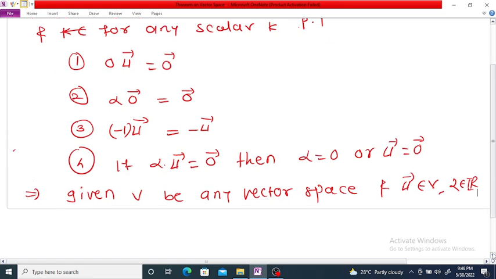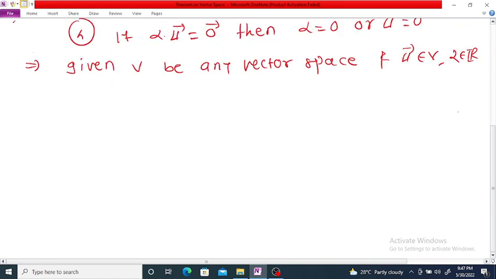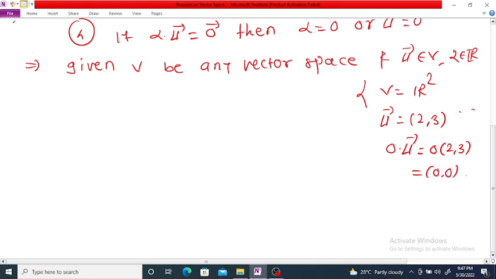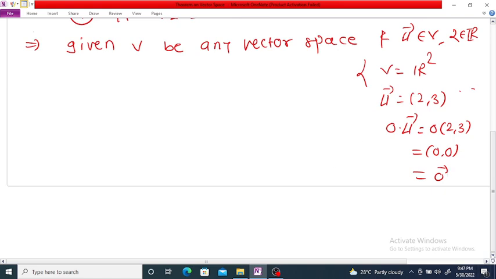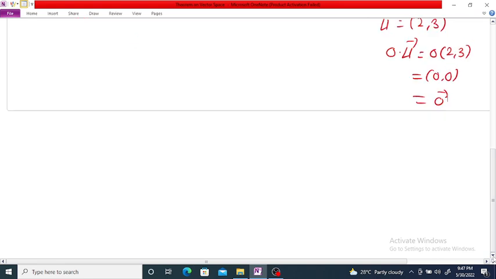For example, if we take any example, say here I am writing one example. Say V is equal to R square, and u bar is equal to (2, 3), then 0 into u bar is equal to 0 into (2, 3), which is equal to (0, 0), and which is nothing but the 0 bar. So if you multiply any vector by 0, then we get 0 bar. This is the R square vector space.